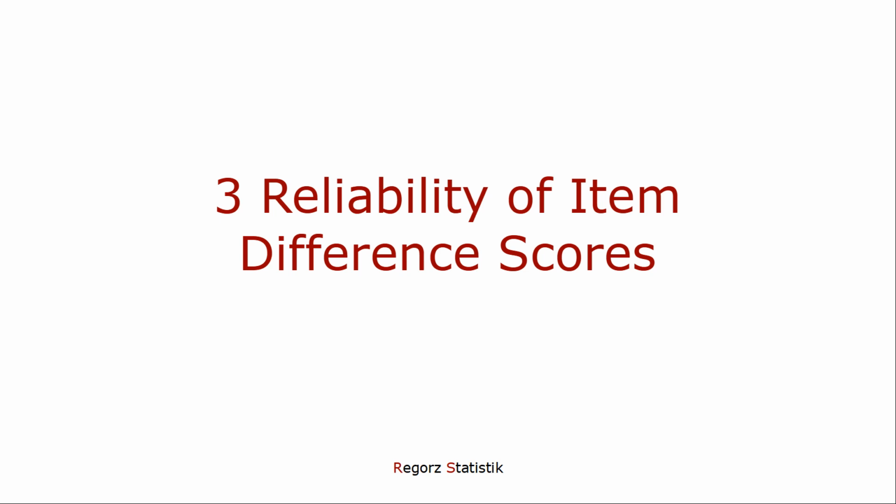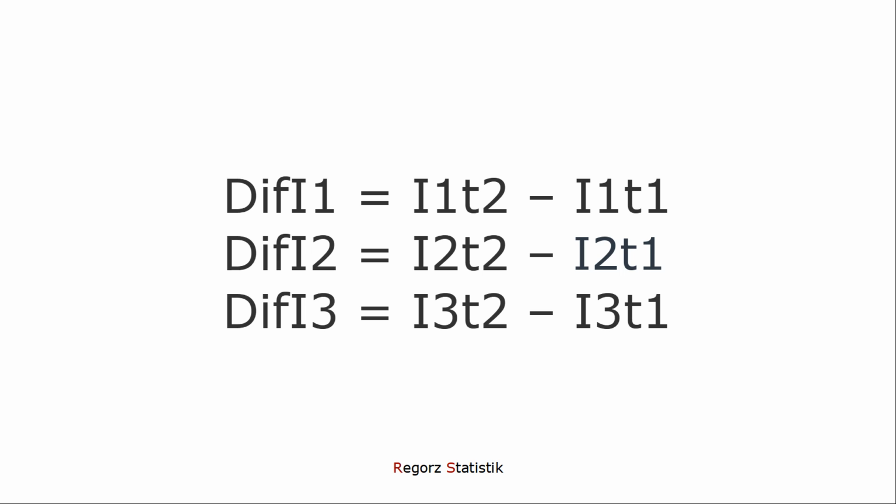That is, calculate the reliability of item difference scores. So instead of calculating the scale for the first time point and the scale for the second time point and then subtracting them from each other, here we do it the other way around. First, we calculate difference scores for each item, and then we calculate the scale from these item difference scores. It will lead to the same overall difference score.